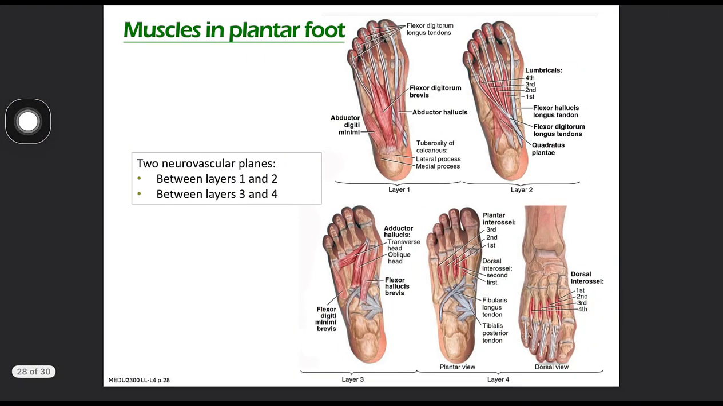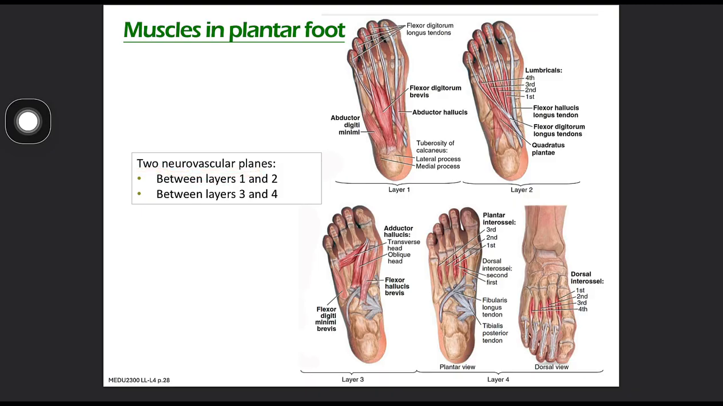Now, yesterday, some of you were very ambitious and said, I want to see the lumbricals. I want to see the intrinsic hand muscles. So do you have to know all these muscles for the foot and sole? No, you don't have to. Okay, good. But you need to have some conceptual understanding.